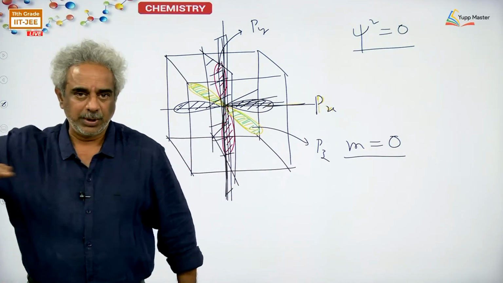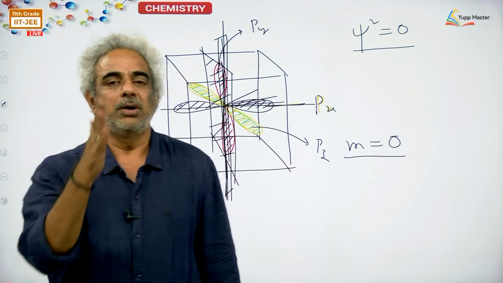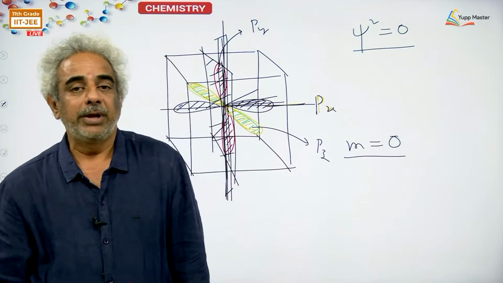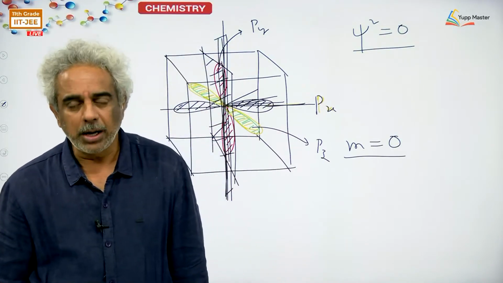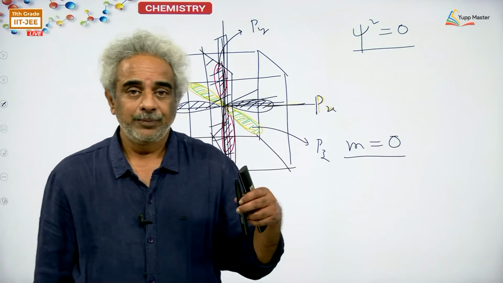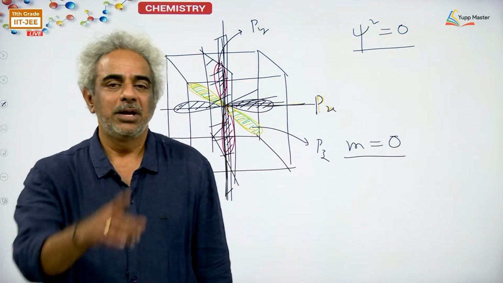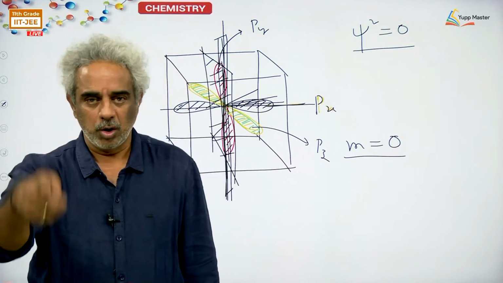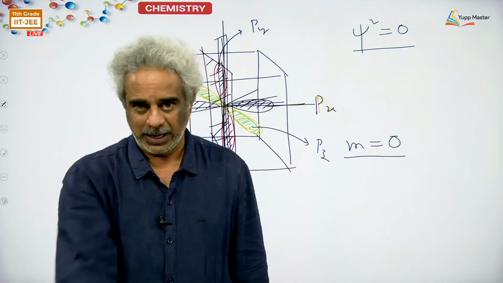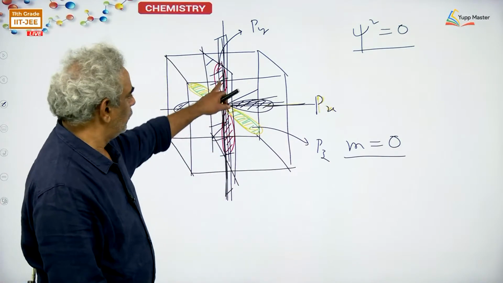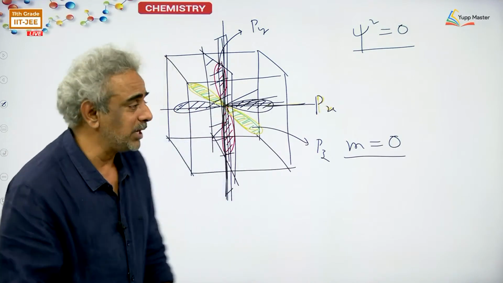This is the px orbital. The px orbital is cut by a plane on which there is no electron density. We call that plane a nodal plane, or an angular node. So the px orbital has one angular node, one nodal plane. It is a plane which divides the orbital into two equal parts, on which psi square is 0.